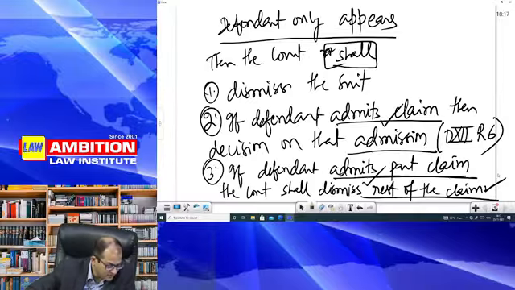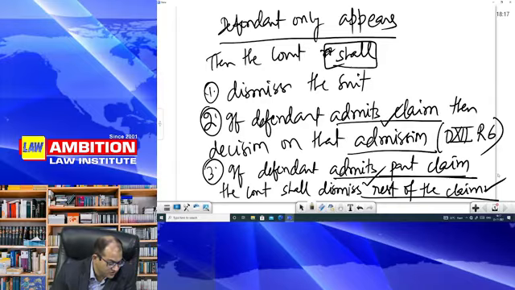And if he satisfies the court that there was sufficient cause for his non-appearance, then the court shall make an order setting aside the dismissal upon such terms as to the cost or otherwise as it thinks fit, and shall appoint a day for proceeding with the suit. So decree against plaintiff by default bars fresh suit.